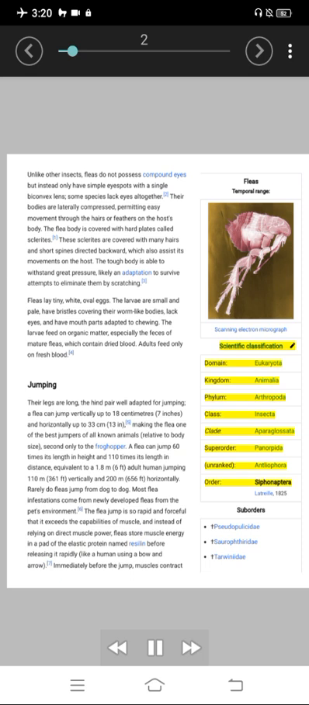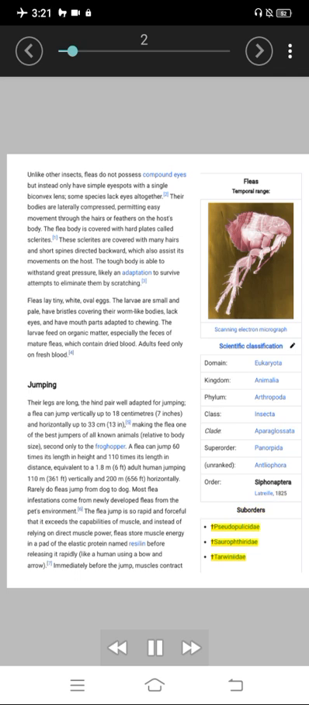Scientific classification. Domain: Eukaryota. Kingdom: Animalia. Phylum: Arthropoda. Class: Insecta. Clade: Aparaglossata. Superorder: Panorpida. Unranked: Antliophora. Order: Siphonaptera, Latreille, 1825. Suborders: Pseudopulicity, Sauropteridae, Tarwinidae.